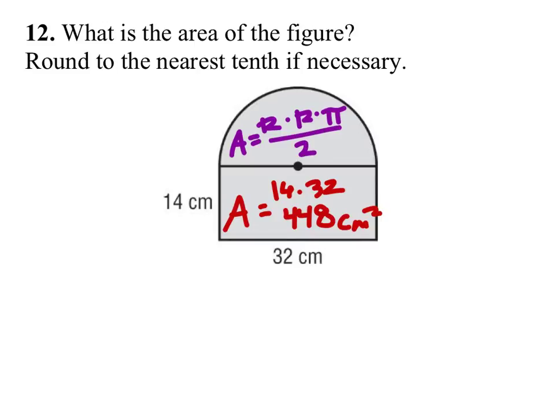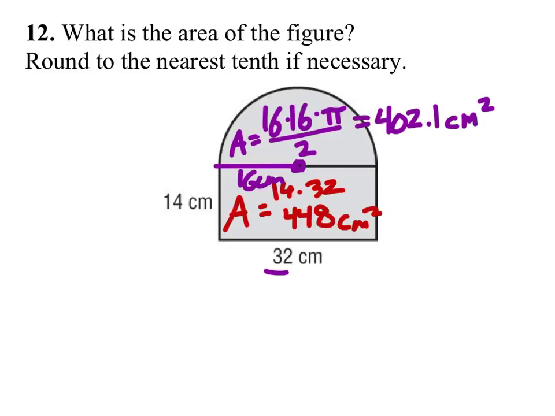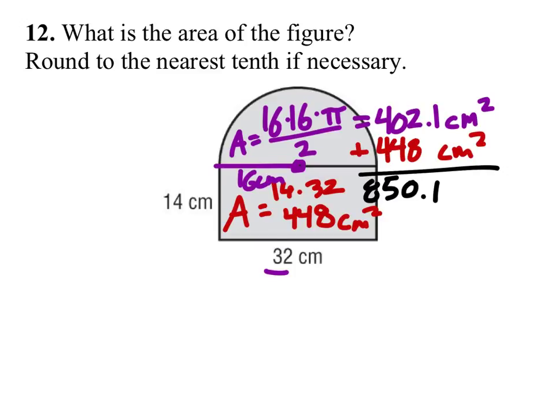Well, what is the radius? Well, that's the center of the circle, and then to the outside would be half of the 32, which is 16 centimeters. So I can replace those radii with 16. And this says to round to the nearest tenth, so I'm going to make that 402.1. So now we have the area of both the semicircle and the rectangle. I just need to add those two together now. And what do we get when we add those up? I got 850.1 centimeters squared. So that right there would be my answer for the area of this figure.